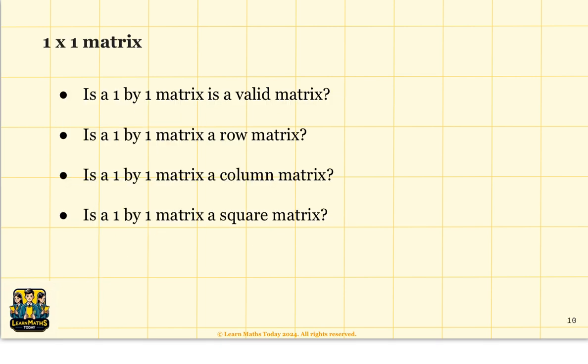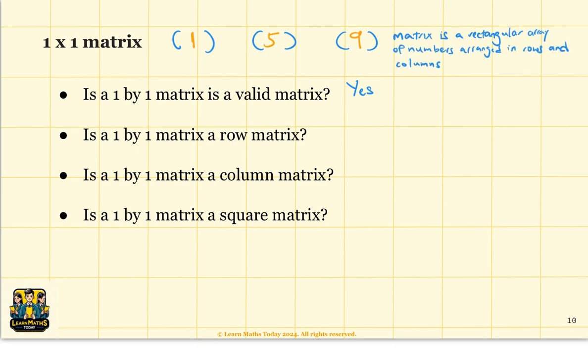Now let's look at a 1 by 1 matrix. Is a 1 by 1 matrix a valid matrix? Yes, it is a valid matrix. A matrix is defined by a rectangular array of numbers arranged in rows and columns. There is no restriction on the number of rows and columns. In this case, there is just one row and just one column. So it looks like a single number.